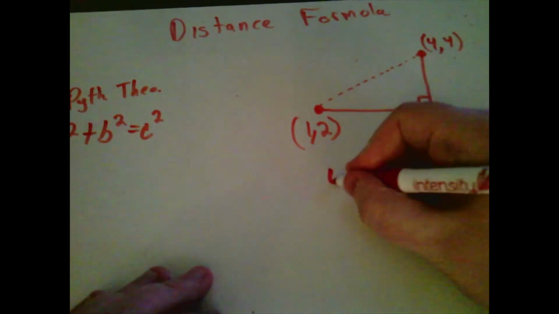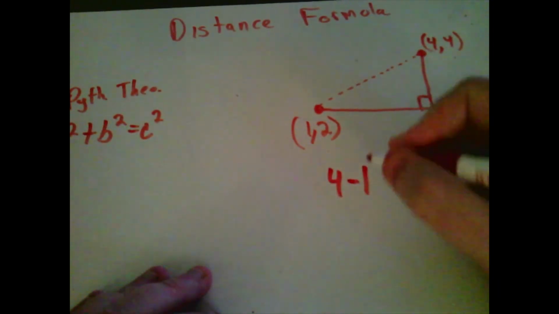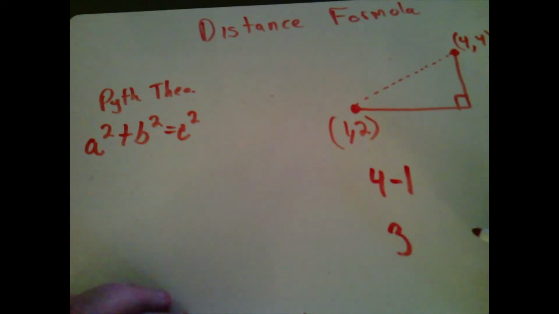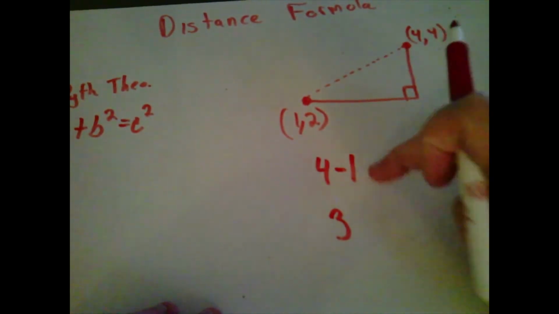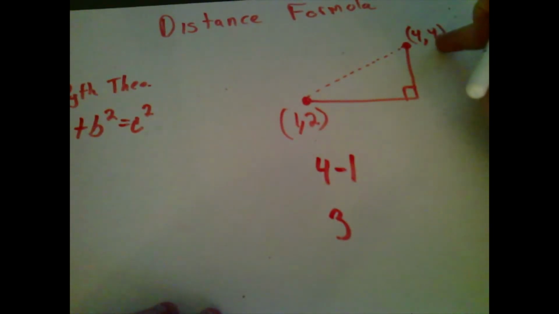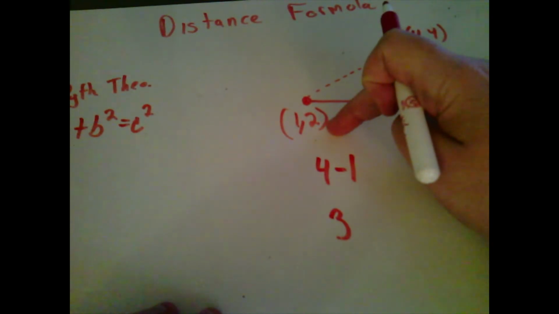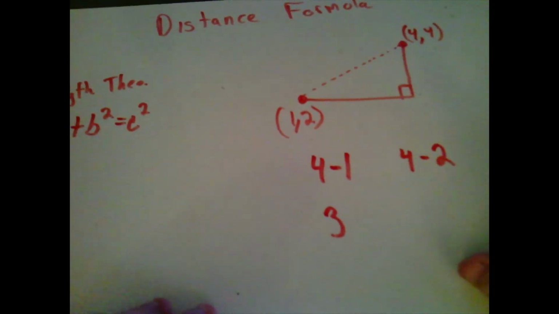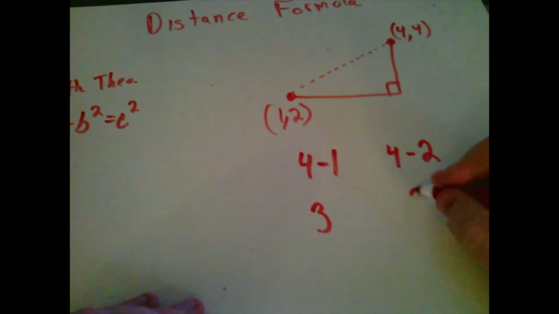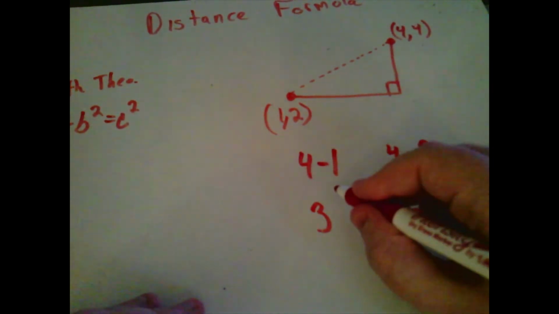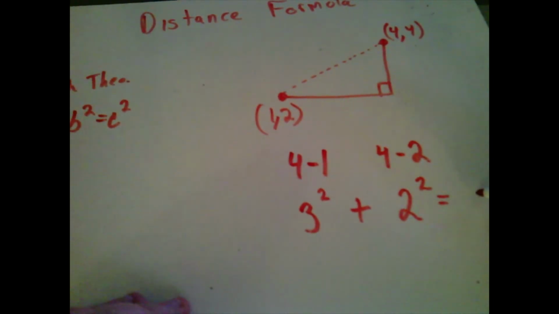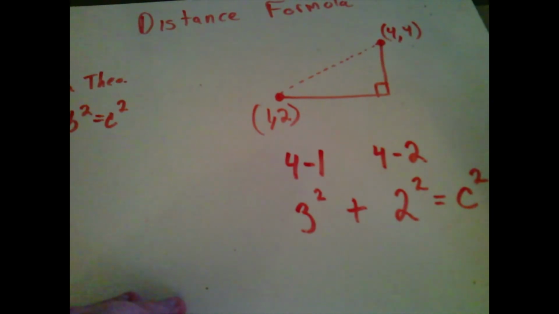4 minus 1. All right, that's how we got 3. That we then plug the 3 in up here. Okay? So bear with me for a second. 4 minus 1 became 3. And how did we find the other value? Oh, that was 4 minus 2. Okay. Now, that became 2. This was 3 squared. This was 2 squared, and we added them together. And that was equal to c squared. All right, our final answer.